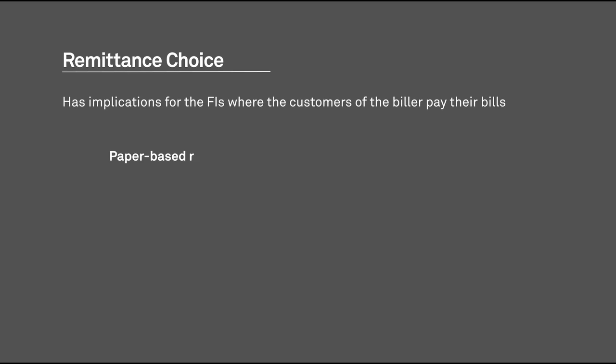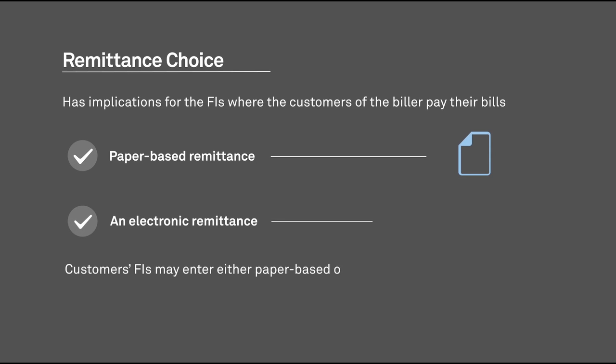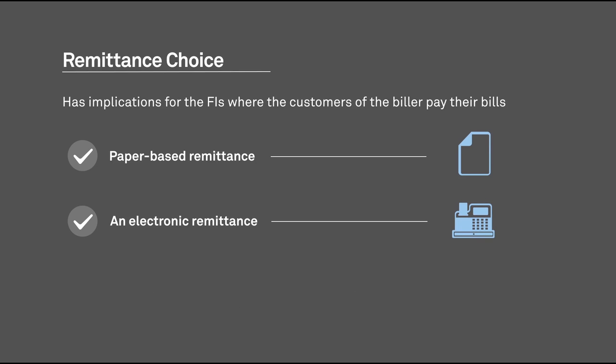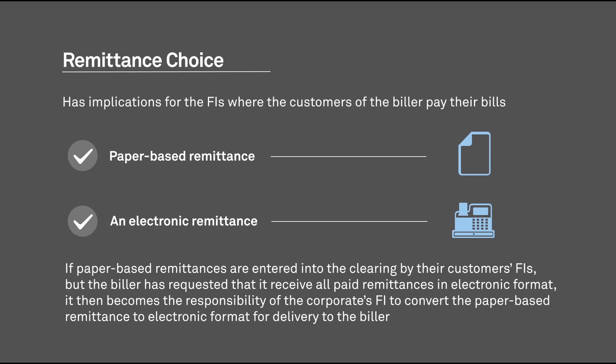If the biller has chosen to accept both paper-based and electronic remittances, for example, the customer's FIs may enter either paper-based or electronic remittances into the clearing and may convert any paper-based remittances to electronic format prior to entering the items. If paper-based remittances are entered into the clearing by their customers' FIs, but the biller has requested that it receive all paid remittances in electronic format, it then becomes the responsibility of the corporate FIs to convert the paper-based remittance to electronic format for delivery to the biller.